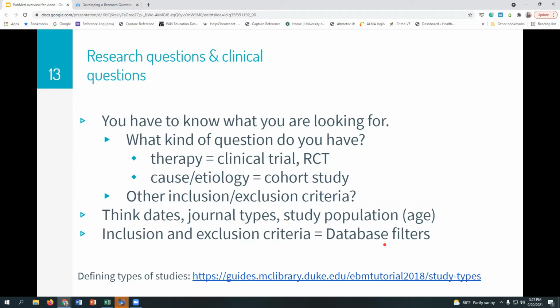And then there may be other inclusion or exclusion criteria to keep in mind. Is there an age group that you're interested in? Does it need to be within a certain date range? So all of these are filters that could be applied within PubMed. So it's especially important to keep these things in mind. Keeping this in mind is going to help you weed out all of the irrelevant search results.